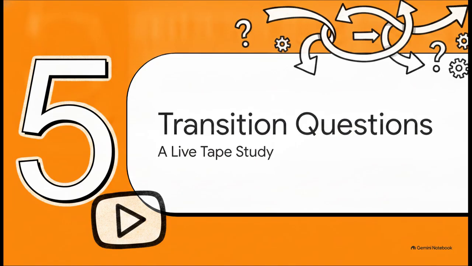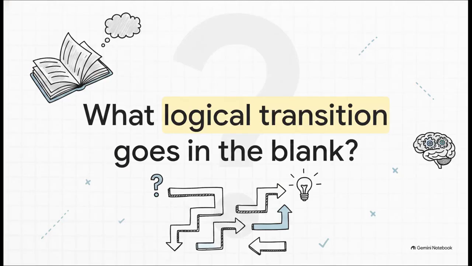Section 5, Hacking Transition Questions, a live tape study. Here is a slightly condensed, real prompt based on the source text. Although T.S. Eliot devoted several years to writing The Waste Land, it sold only about 330 copies, blank. Eliot was forced to seek other sources of income.